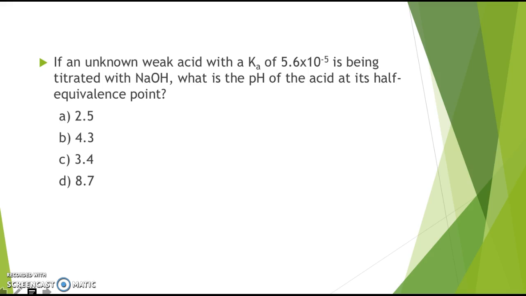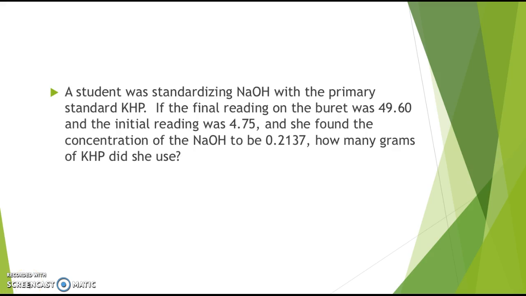The next multiple choice question asks you to find the pH of an acid at its half equivalence point if the Ka of this acid is 5.6 times 10 to the negative fifth. Round your answer to 1 decimal place. Now there are some free response questions.